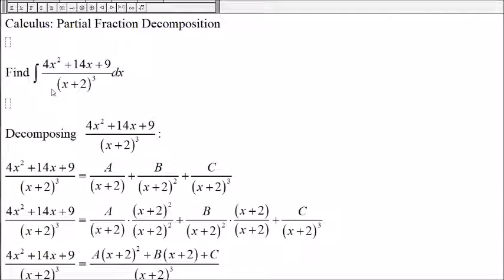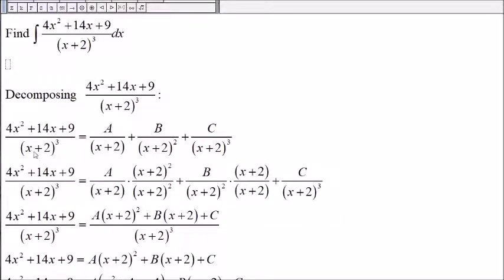Here we want to find the integral of 4x squared plus 14x plus 9 divided by x plus 2 to the third. So first we need to decompose this quotient right here. x plus 2 to the third is called a repeating linear factor. So x plus 2 is a linear factor.